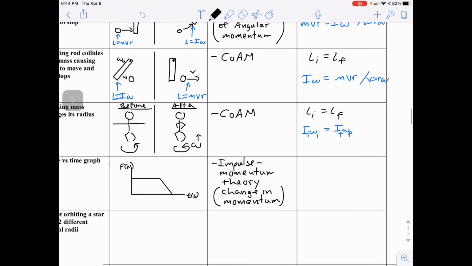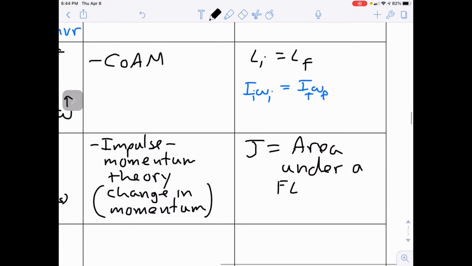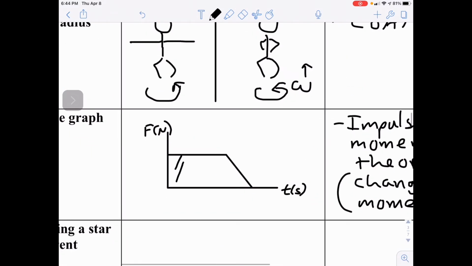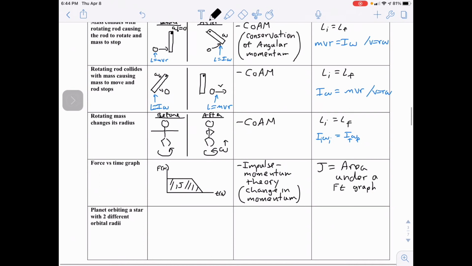Okay, and what we can get out of this is that J, which is the variable for the impulse, is equal to the area under a force time graph. Okay, so all of this, right, would be the impulse, or the force applied over a time interval.